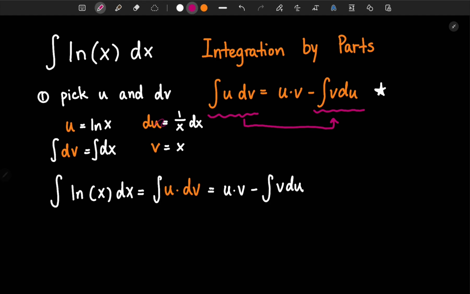Okay, so now we have our derived values, which are du and v. We can plug into our function, and that gives us u times v, which is these two times each other. It's going to be ln of x times x minus the integral of v du. So the integral of, here we have x times du, which is 1 over x dx.